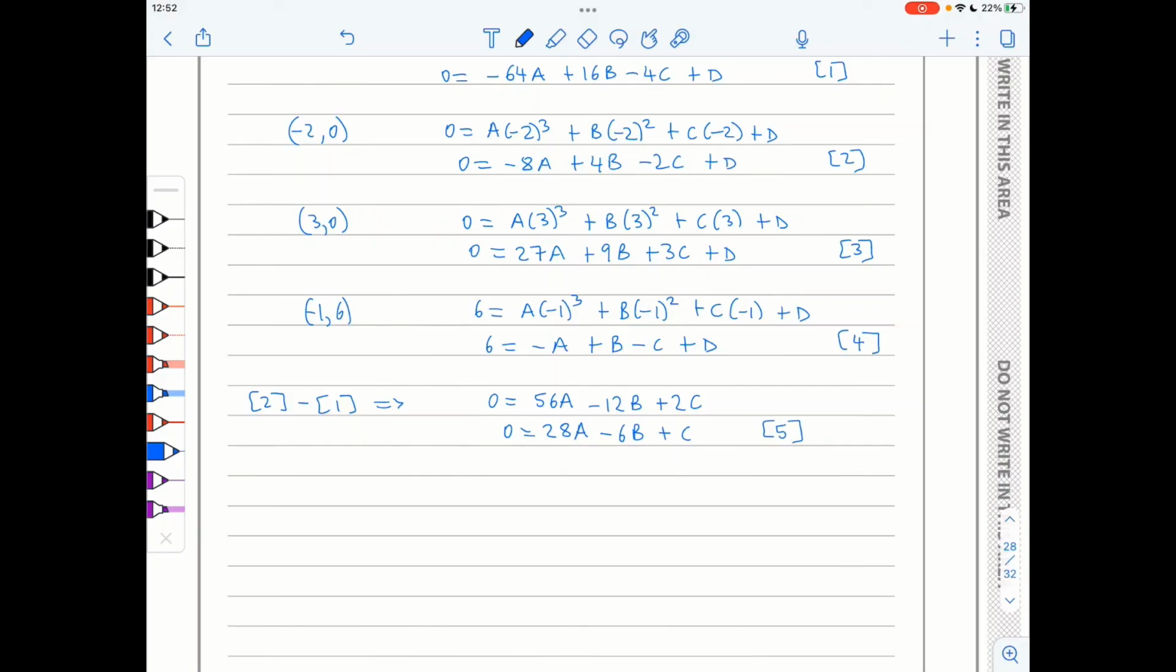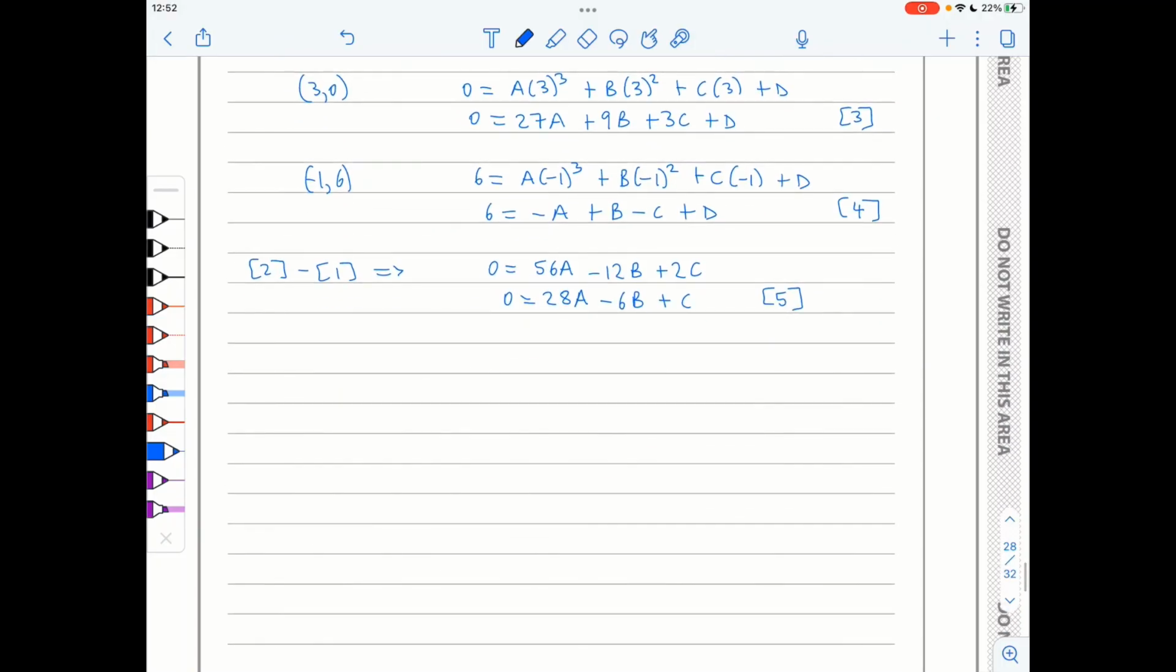I will also do equation 4 minus equation 3. So 4 minus 3 is giving me that 6 is minus 28a minus 8b minus 4c. So if I divide everything by 4, I get 1.5 is minus 7a minus 2b minus c, and I will call this equation 6.